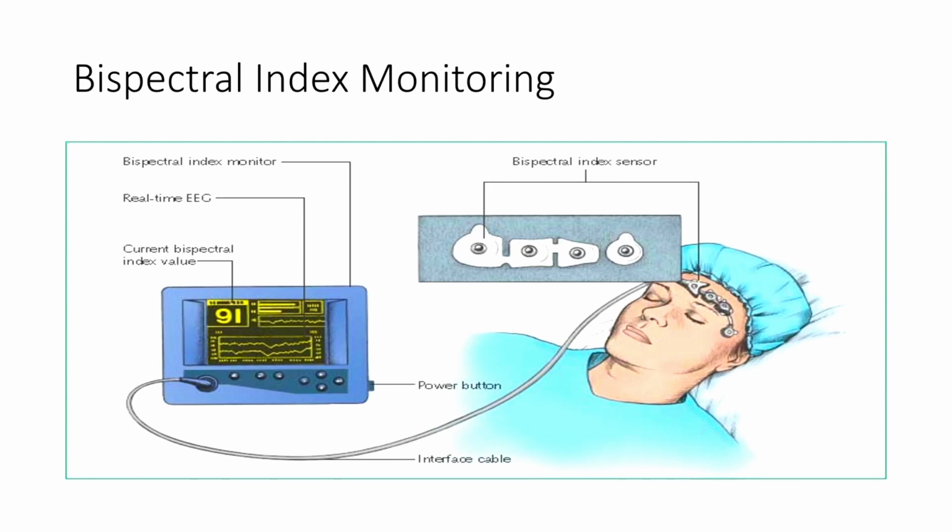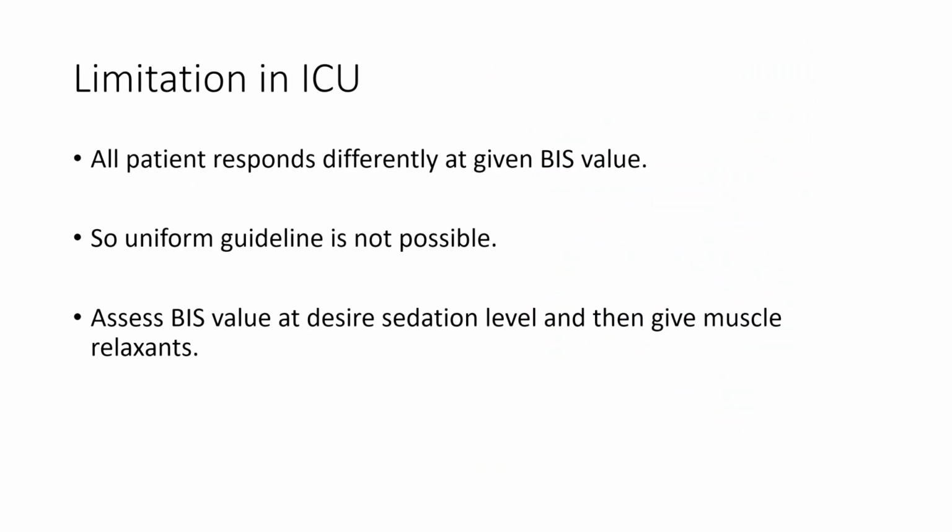Bispectral index is usually used in the OT to assess the level of sedation by a numerical scale when muscle relaxants are being used. We can extrapolate the use of bispectral index into the ICU when we are using muscle relaxants. But be careful that the bispectral value for each patient is individually different. So before giving a muscle relaxant, we should assess the BIS value for a given sedation level, and accordingly titrate or manage the patient on BIS.